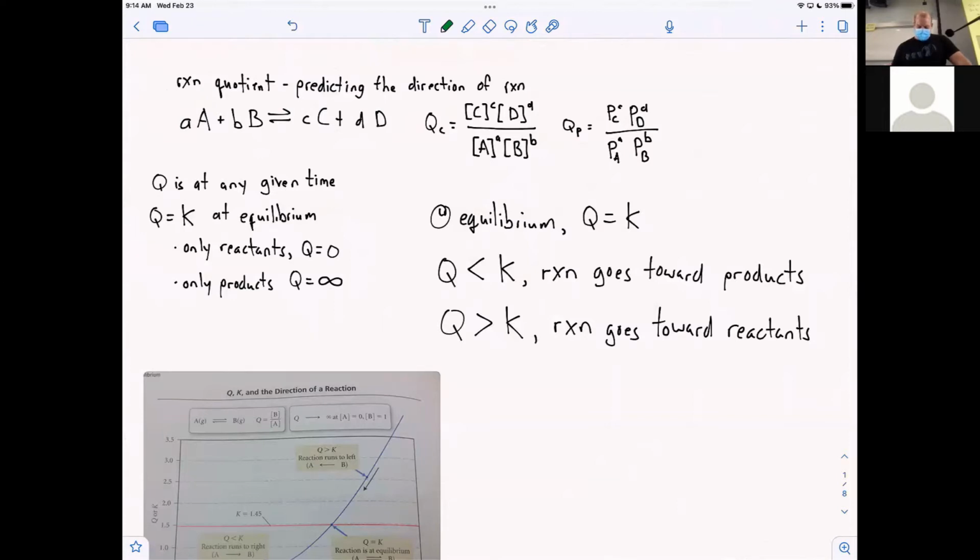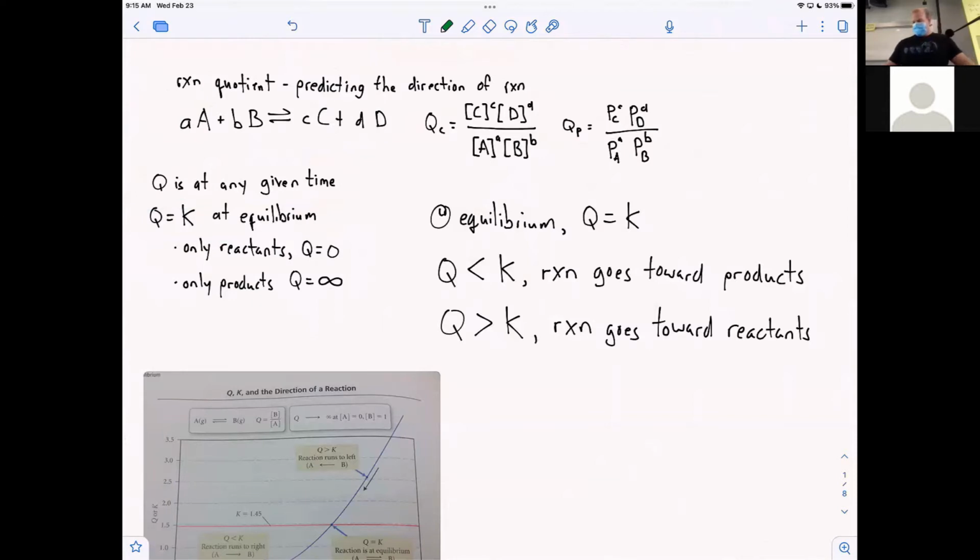So the reaction quotient is equal to the equilibrium constant at equilibrium, because everything's at equilibrium concentrations. But Q, the reaction quotient, is at any given time, so it's not just at equilibrium. At equilibrium, Q equals K.